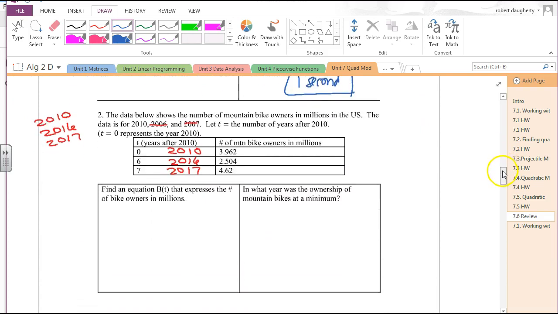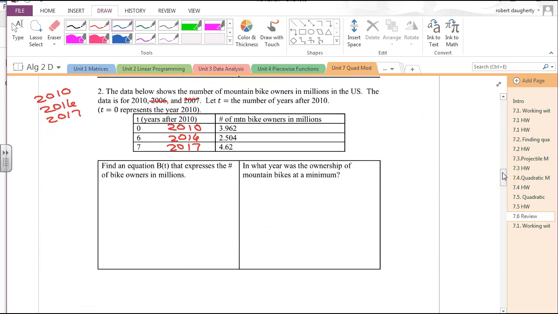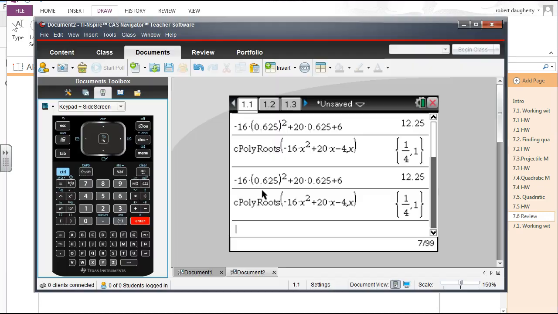Let's take a look at our next problem. There's a typo in this. The data shows the number of mountain bike owners in millions in the US. The data is for 2010. It should be 2016, 2017. So T is the number of years after 2010. So T equals 0 is 2010, T equals 6 is 2016, T equals 7 is 2017. Come up with an equation that models this.